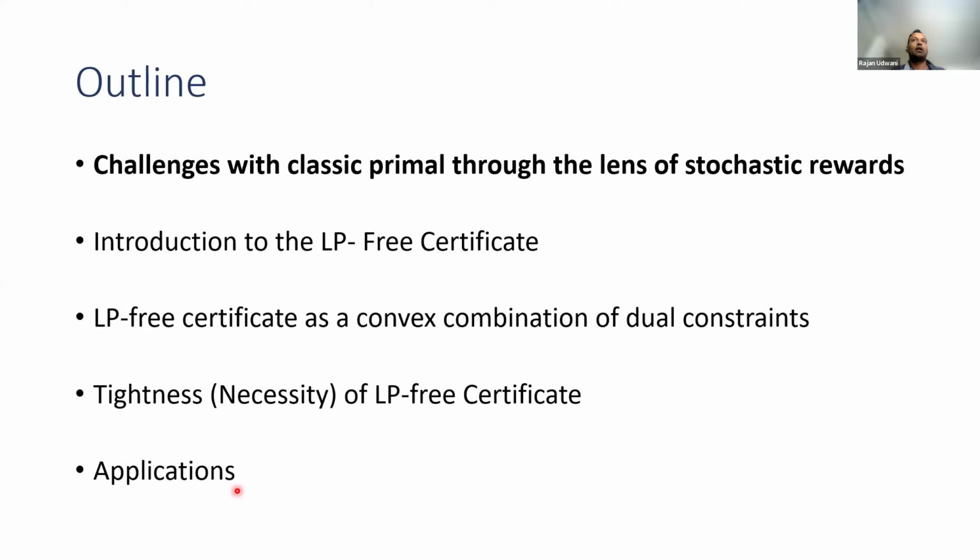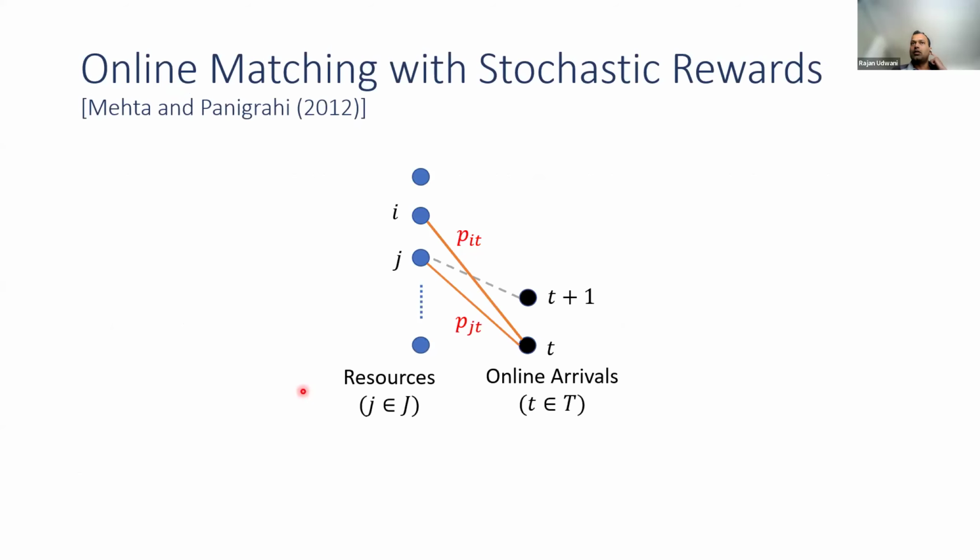Okay. So the setting of online matching with stochastic rewards is a generalization of the classic online bipartite matching problem. So I have a set of resources offline. The set, I'll denote it by capital J, and small j or small i is some resource inside of this J. And then I have the online side of the graph, arrivals coming one by one. When an arrival comes, I'll use small t to denote the arrival, capital T is the set of all arrivals. So when an arrival comes, I see the edges incident to it. And in the stochastic rewards problem, each edge has a probability of success associated with it.